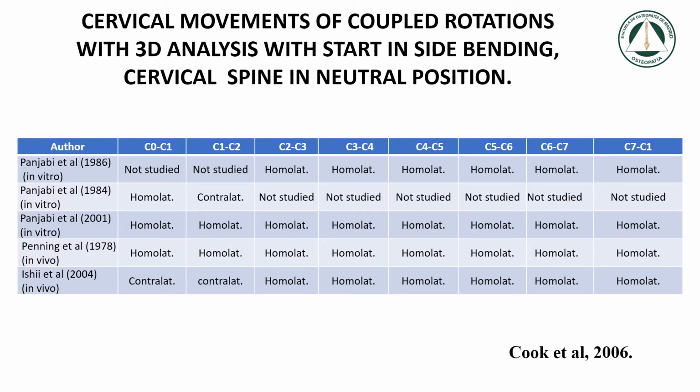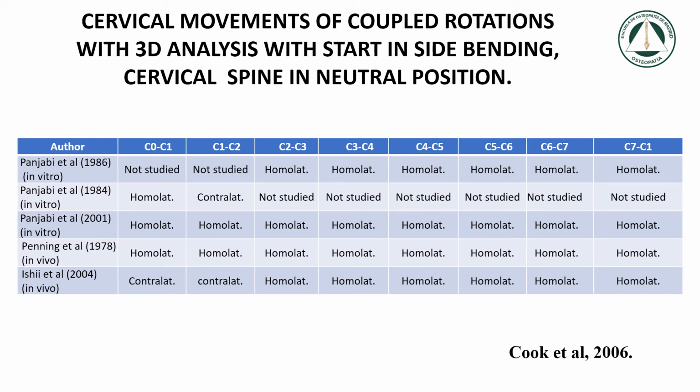Finally, we will talk about the coupled movements at the cervical level. The study by Cook et al., 2006, found a 100% concordance in the direction of coupling to the same side, in the lower cervical vertebral segments, and a variation in the coupling patterns of the upper cervical segments C0, C1 and C1, C2. In the study by Ishii et al., 2004, side bending coupled with axial rotation was observed in the opposite direction to axial rotation at C0, C1 and C1, C2.